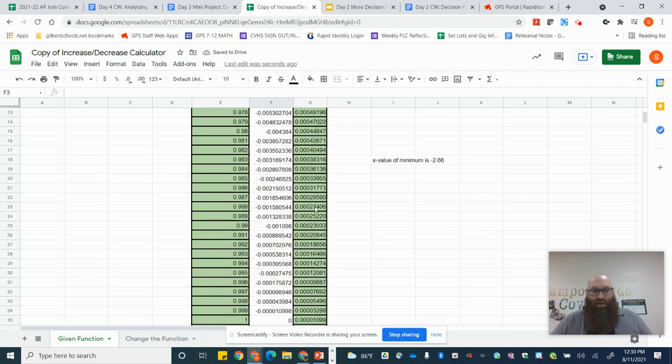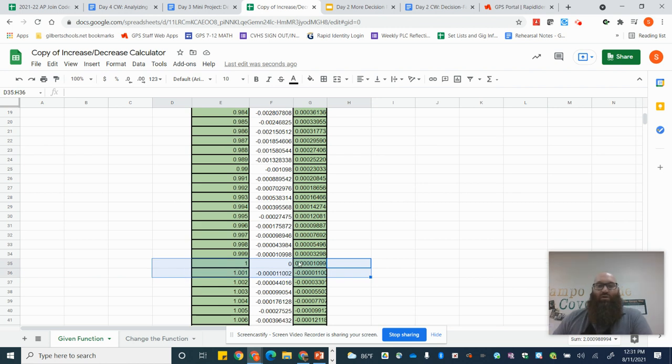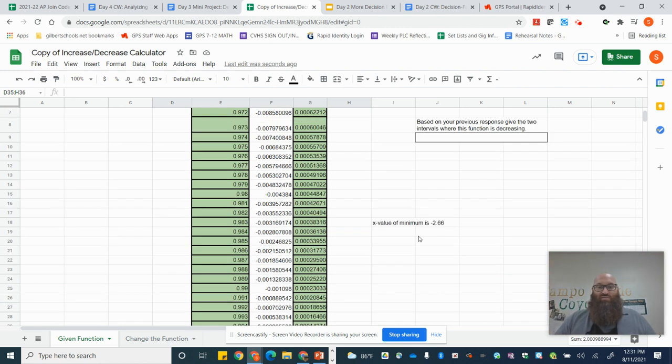Notice here, my differences are positives, which mean increasing, and boom, here we go. Notice a transition. So positives mean the function's increasing, negative means the function's decreasing, and we see that that happens between 1 and 1.00. So what that would tell us is to 2 decimal places, that maximum where we go from increasing to decreasing, that occurs at where x is 1.0. So the x value of maximum is 1.00.